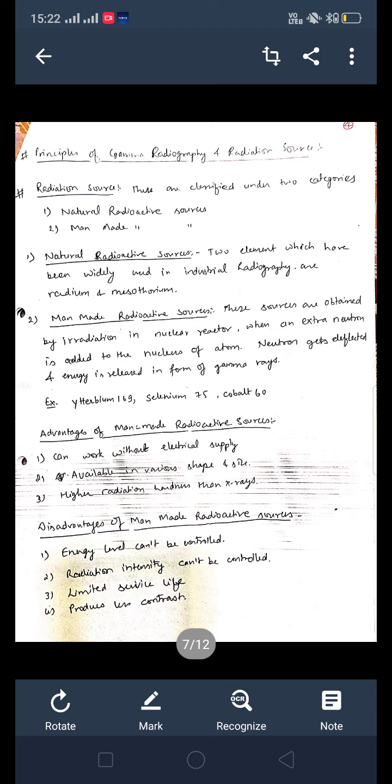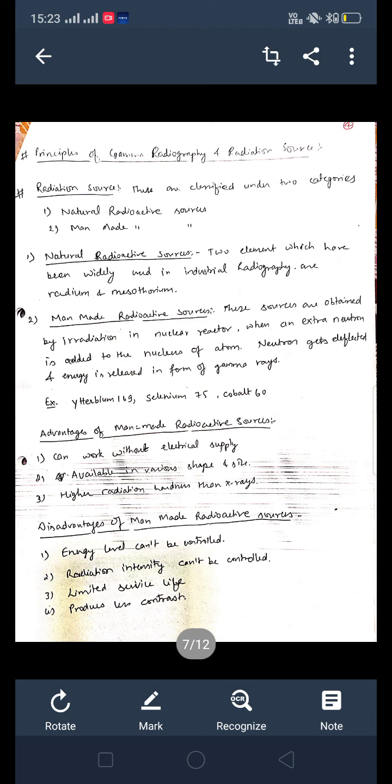So the first point is natural radioactive sources. What are natural radioactive sources? The two elements which have been widely used in industrial radiography are radium and mesothorium. These two materials are basically used in radiography. That is the natural radioactive sources, and many other elements are also used as natural radioactive sources. And the second one is man-made radioactive sources.